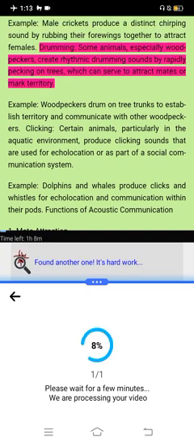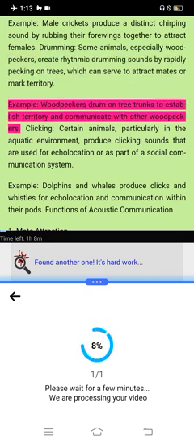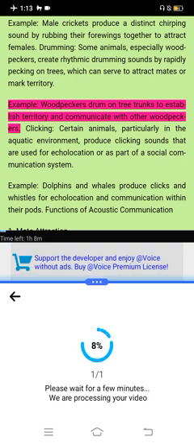Drumming. Some animals, especially woodpeckers, create rhythmic drumming sounds by rapidly pecking on trees, which can serve to attract mates or mark territory. Example, woodpeckers drum on tree trunks to establish territory and communicate with other woodpeckers.